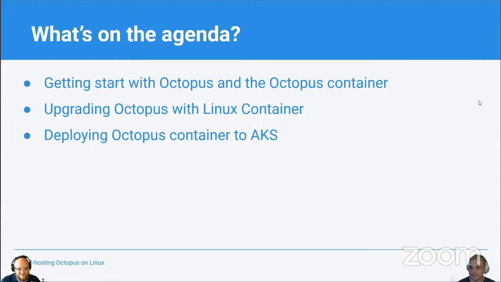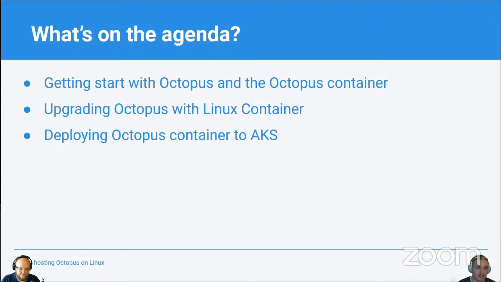Yeah, definitely. Okay, so what are we going to be showing everyone today? Yeah, we just touched on it. We'll be talking about the Octopus Linux container image. It's been around for a while. You probably agree, Derek. We released it in 2020.6. We made it a full production release and took the EAP flag off.